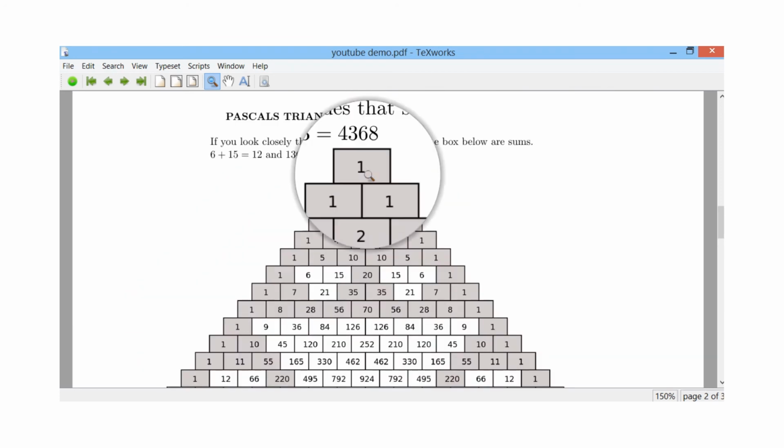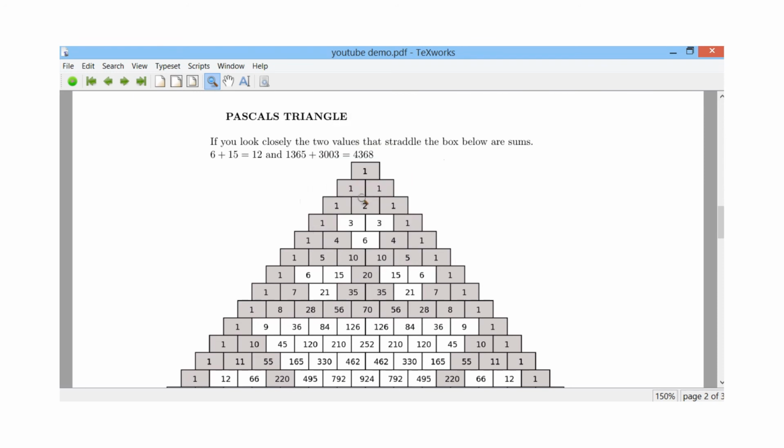So you start off your triangle with 1 and 1, and then now you've got 1, 1 and 2. So this 2 here is made from this 1 and the 1. And then here you've got 1, 1 and 3, because 1 plus 2 gives you 3. It's the same again, 1 and 3 give you 4. 3 and 3 give you 6. 3 and 1 give you 4. 1 and 5 give you 6. 5 and 10 give you 15. 10 and 10 give you 20.